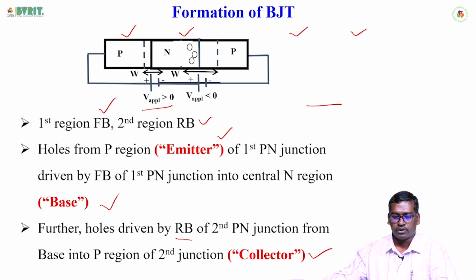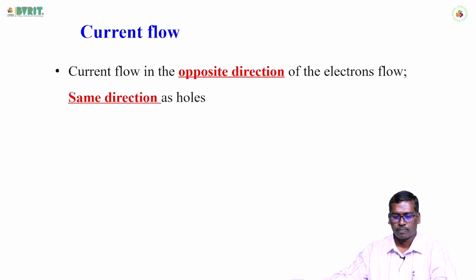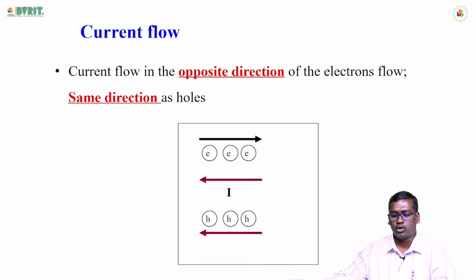Now you can see the animation of how the holes move from the P-type semiconductor at the left side of the BJT to the base, and from the base to the collector. This is the way you can clearly understand how the BJT works. The current flows in the direction opposite to the electron flow and the same as the hole flow. The electrons are moving, and the current direction is opposite to the electrons and the same as the holes. This you need to understand.